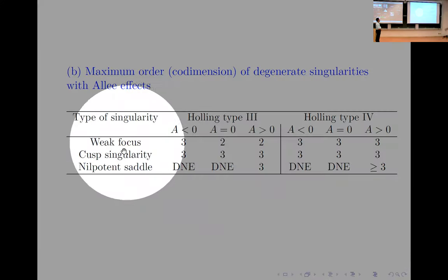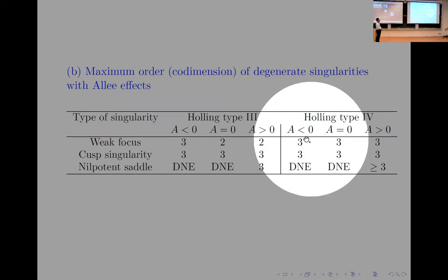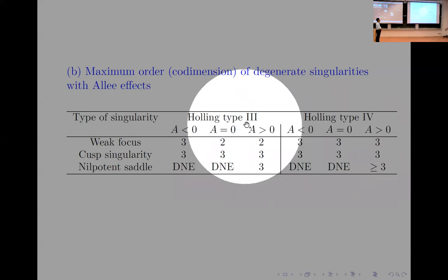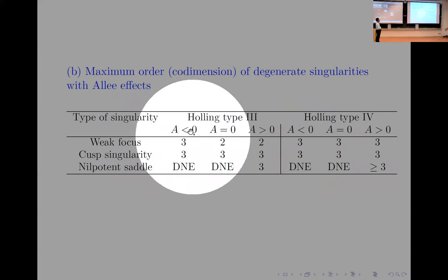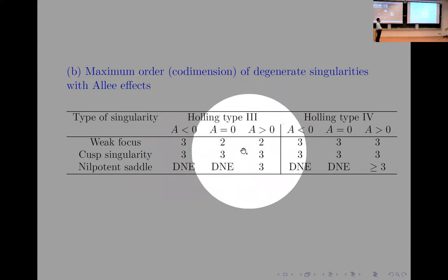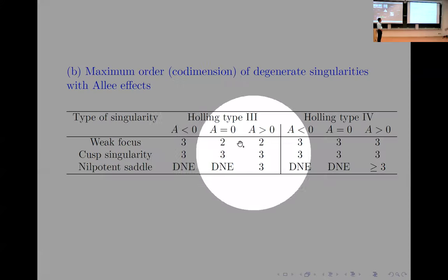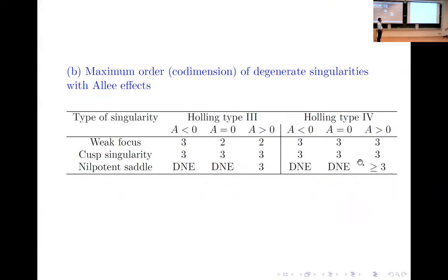And for the Hopf bifurcation, you see here for Holling type 4, regardless of a, the Hopf bifurcation is always 3. While for Holling type 3, the codimension of the Hopf bifurcation depends on a. Only if we have a negative, the codimension is 3. Otherwise, the codimension is 2. While for the Bogdanov-Takens bifurcation, you will see all the codimensions are 3, no matter the value of a.